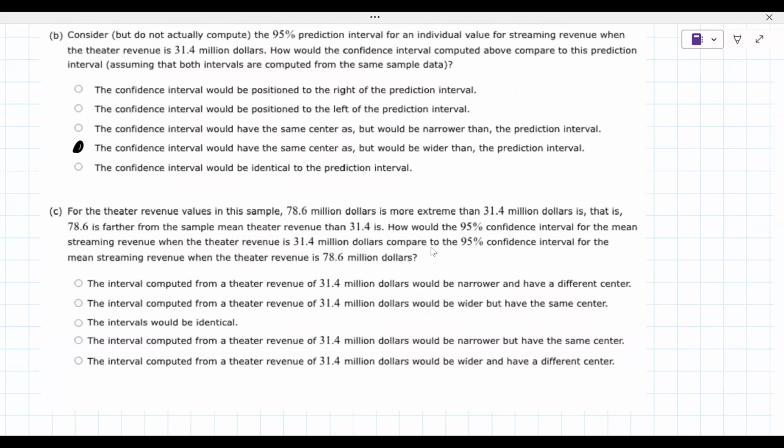The interval computed. So this is part C. They're saying that 78.6 is actually more extreme than 31.4. All right. How would the 95% confidence interval change when the theta revenue is 31 compared to 9 for the 78.6?